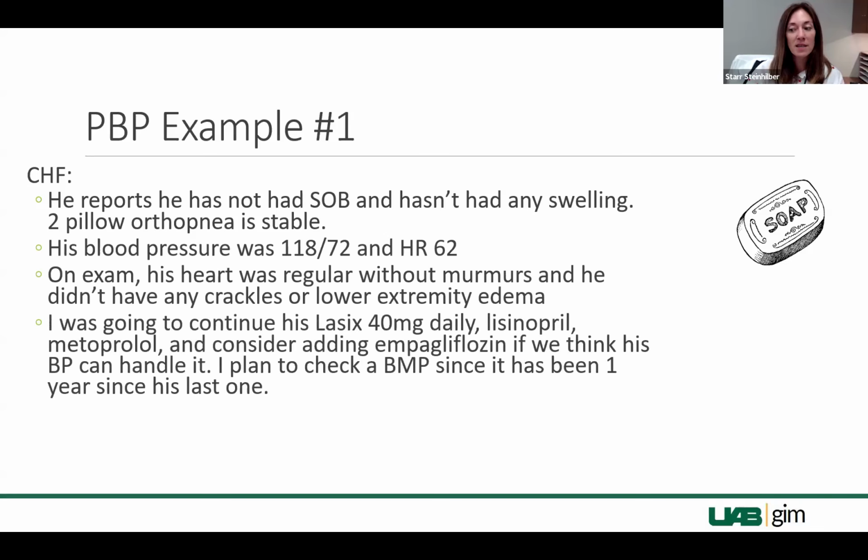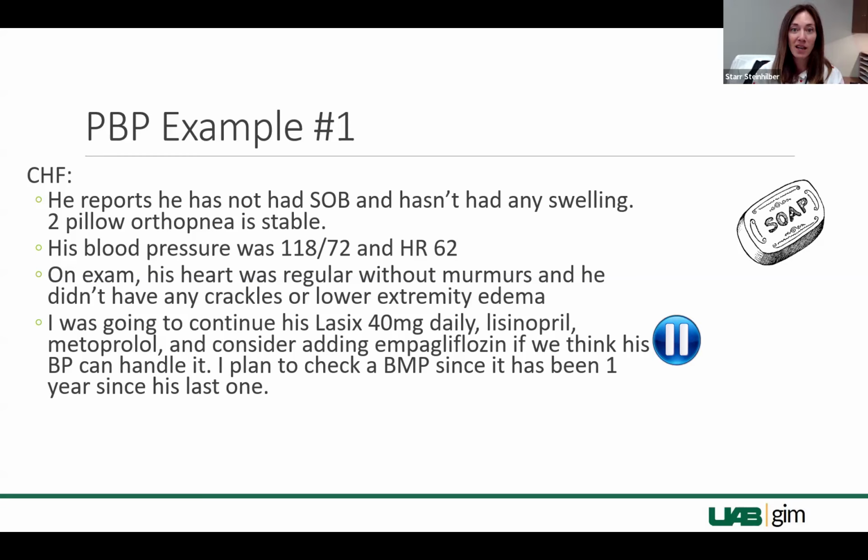I was going to continue his Lasix, lisinopril, and metoprolol, and consider adding empagliflozin if we think his blood pressure can handle it. I plan to check a basic metabolic panel since it's been a year since his last one. And then after each problem, they pause. I can say yes to the empagliflozin or no to the empagliflozin, or we're at the VA, let's do a different one, or whatever you want to add in. So there's really a pause after each thing.